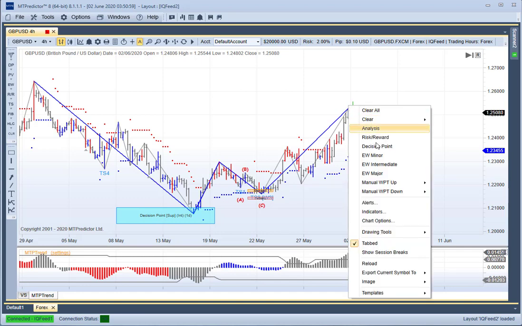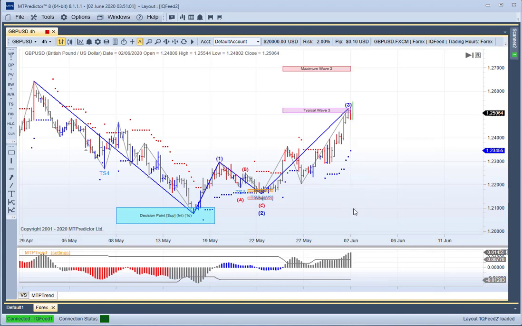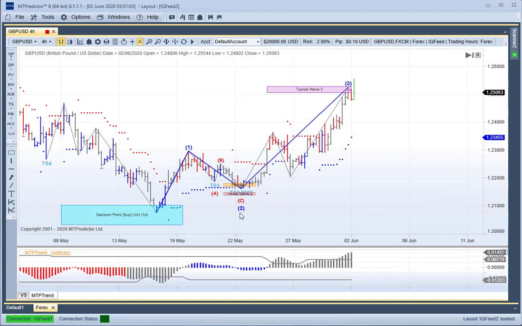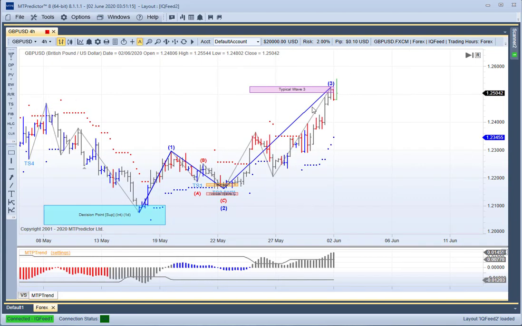So if I right mouse click here and do Elliott wave major, you can see that's exactly what we're looking for. So we're looking to trade the wave 3, which is the strongest and longest and completed 5-wave sequence, but we're looking to come in at the end of the wave 2, which is exactly what we do here. So as you can see, this pattern here highlights it absolutely perfectly.